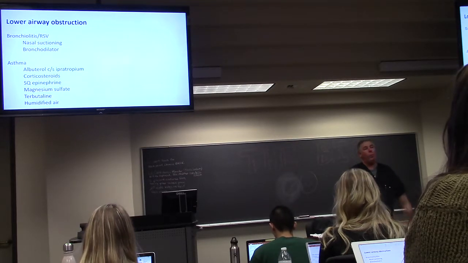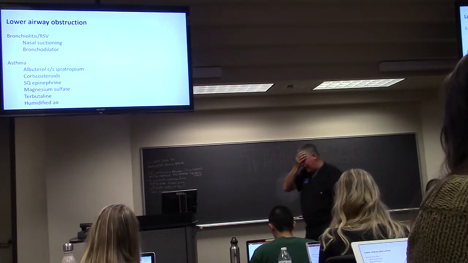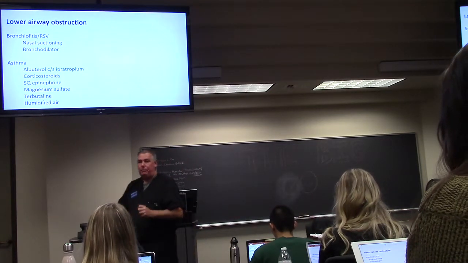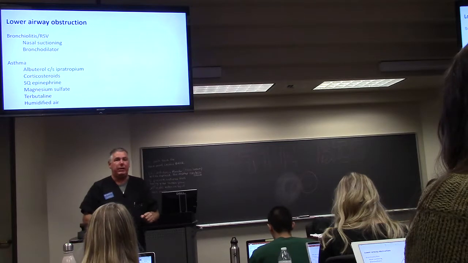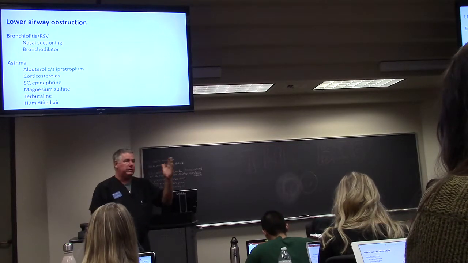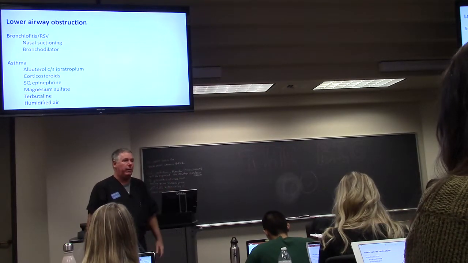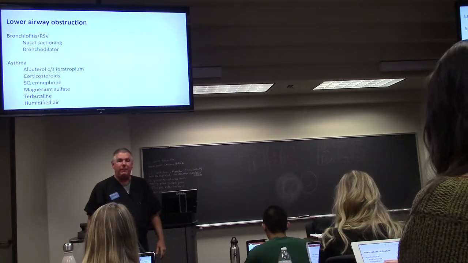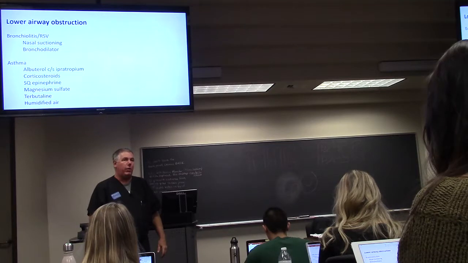Okay? There's a form of albuterol that you can use in kids that produces less jitteriness. But in the emergency situation, albuterol is the way to go. Steroids, sub-Q epinephrine, if you can't convert them.